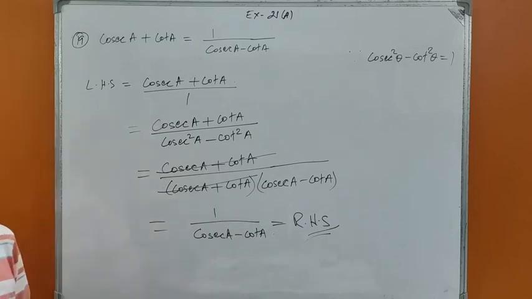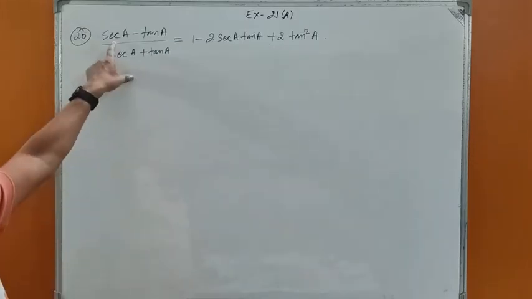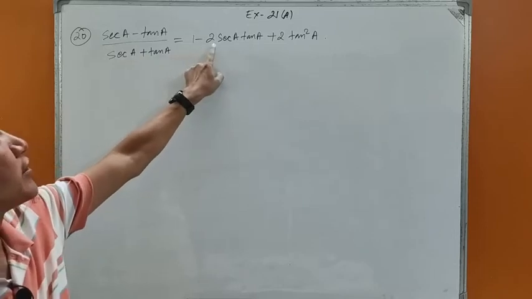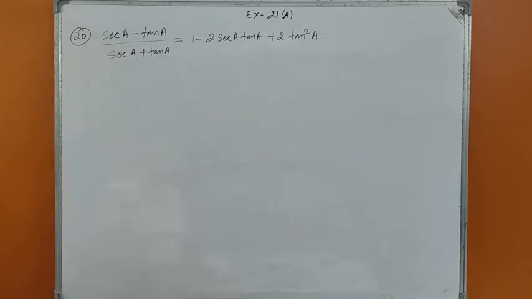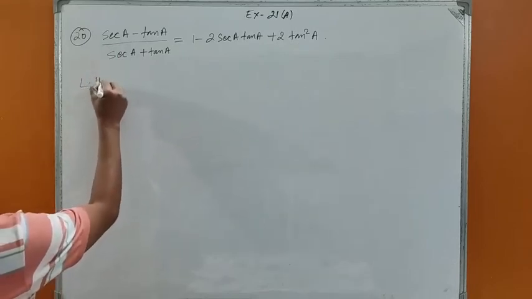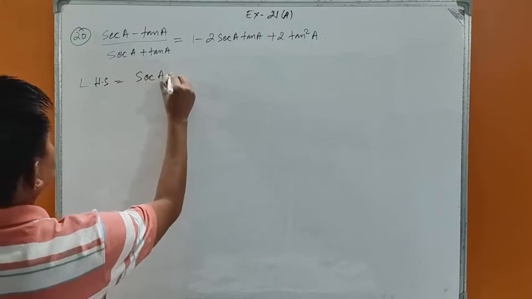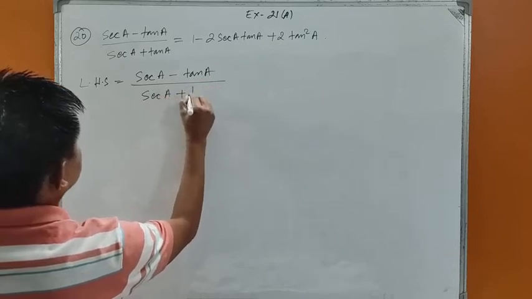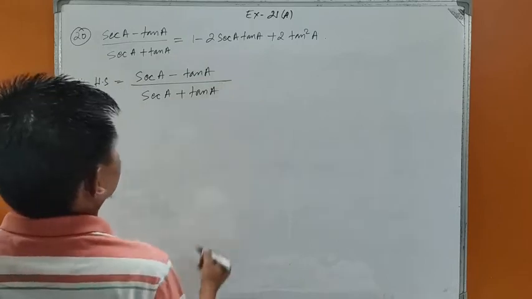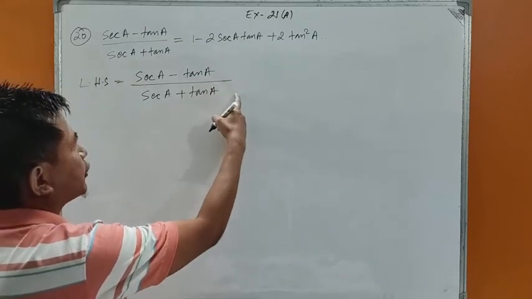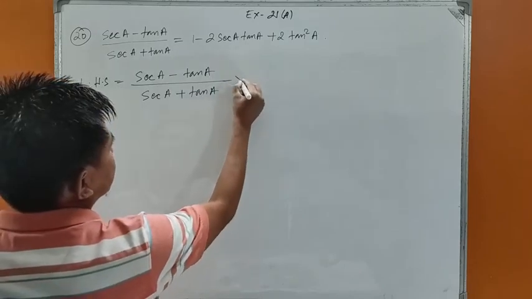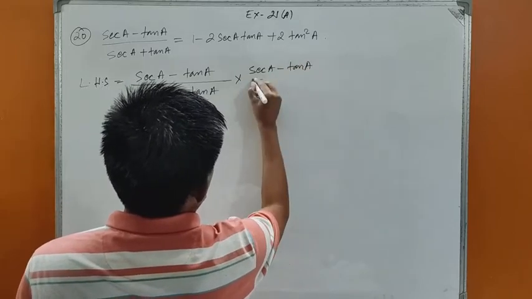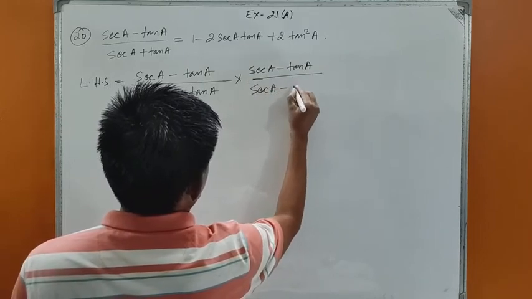Now let us do question number 20. We have sec A minus tan A upon sec A plus tan A in the left hand side, and we are asked to prove this equals 1 minus 2 sec A tan A plus 2 tan square A. So in the left hand side we have sec A minus tan A upon sec A plus tan A. Let us multiply numerator and denominator by sec A minus tan A.